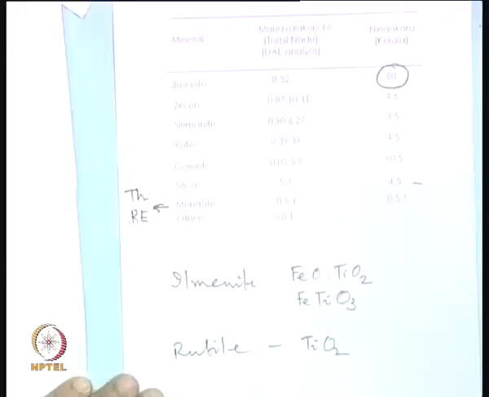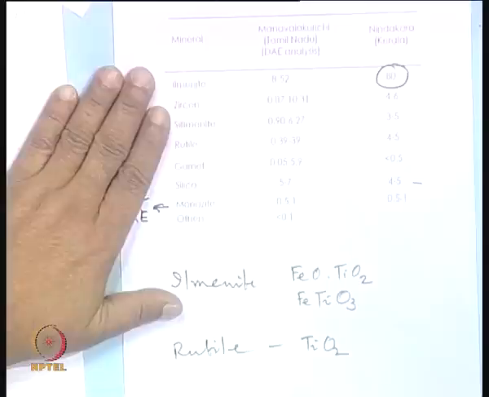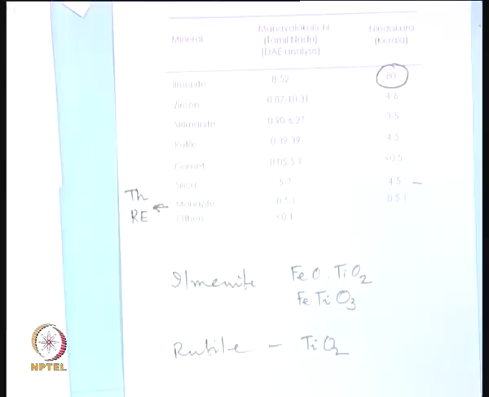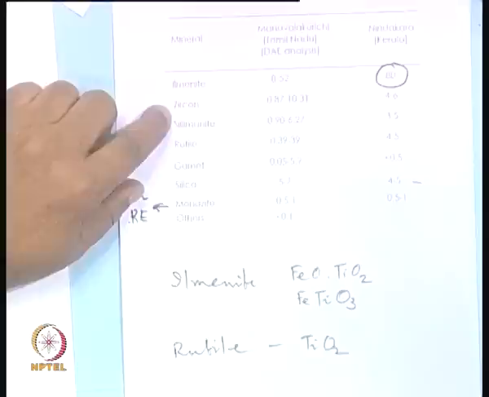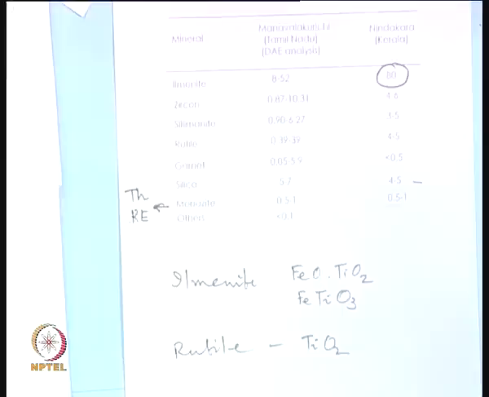Now, these are all very valuable minerals. From ilmenite, we get not only titanium, we also produce TiO2, which goes into the paint industry. TiO2 is very white. From zircon, we get zirconium, and from monazite, we get thorium, rare earths and many other elements.